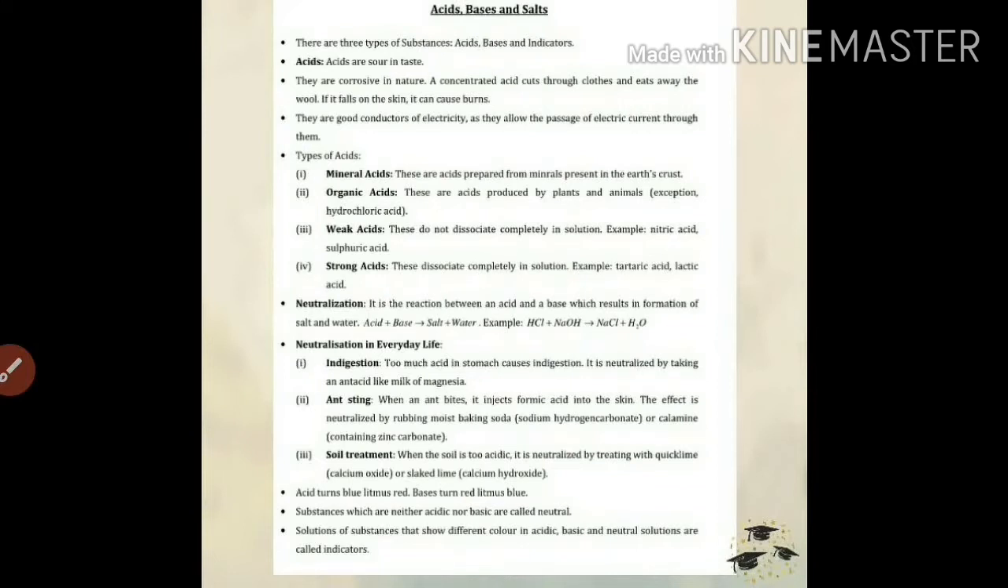They are corrosive in nature. A concentrated acid cuts through clothes and eats away the wool. If it falls on the skin, it can cause burns. They are good conductors of electricity as they allow the passage of electric current through them.